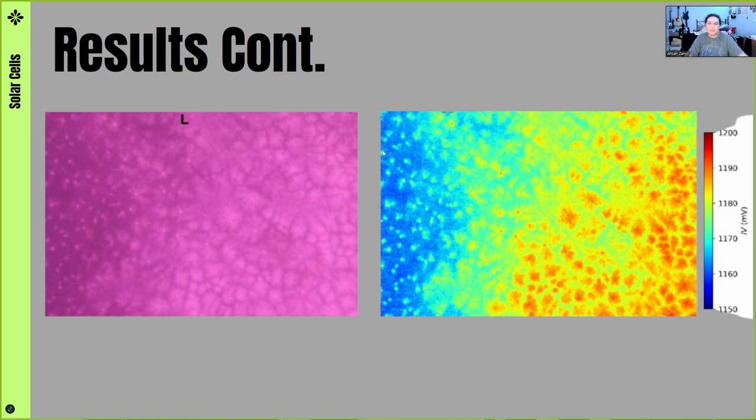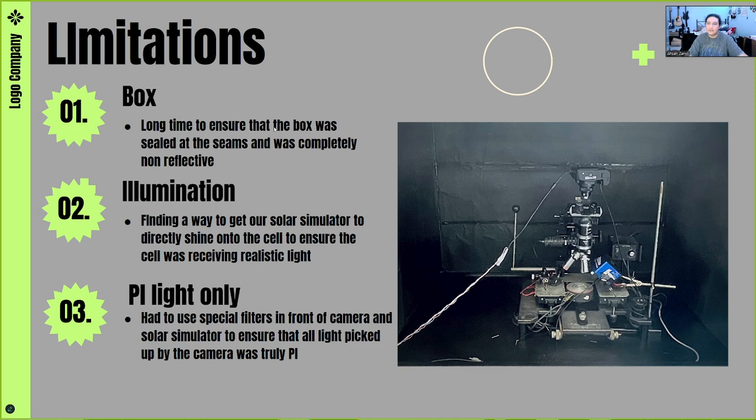But we actually took it a step further. So it is very much possible to get photoluminescent images at high resolution. This is 6K by 4K pixels, and this is at 75x. So yeah, it's very much possible. And then for our limitations, we had 3 main limitations: creation of the box, illumination, and then PL light observation.